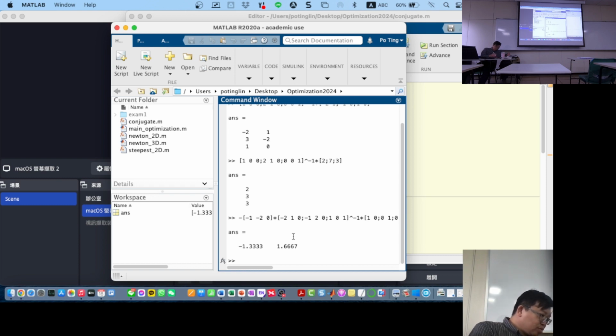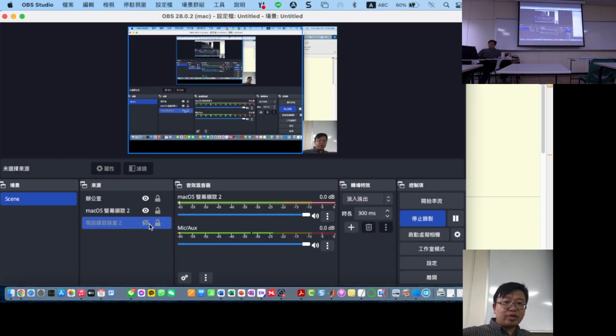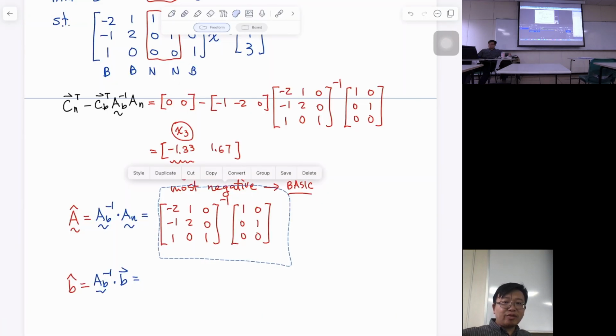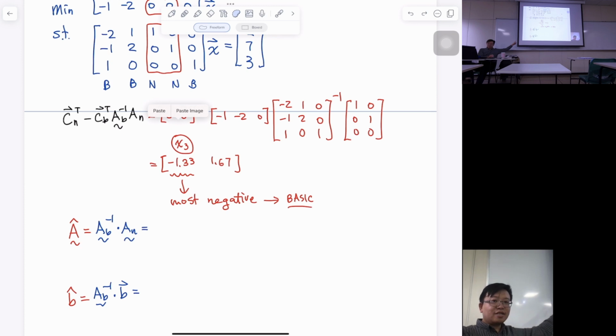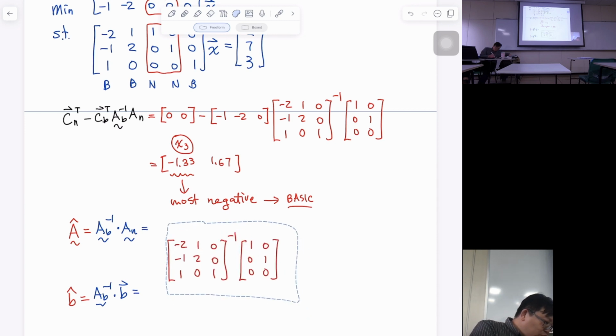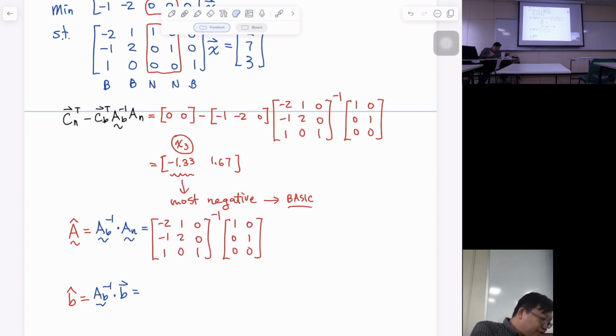Okay. Copy this whole thing. Oh, sorry. Forget about this. So, the first one is x3 because the non-basic ones are x3 and x4. So the first one has the most negative. x3 needs to become basic. Now I'm going to do the ratio test.